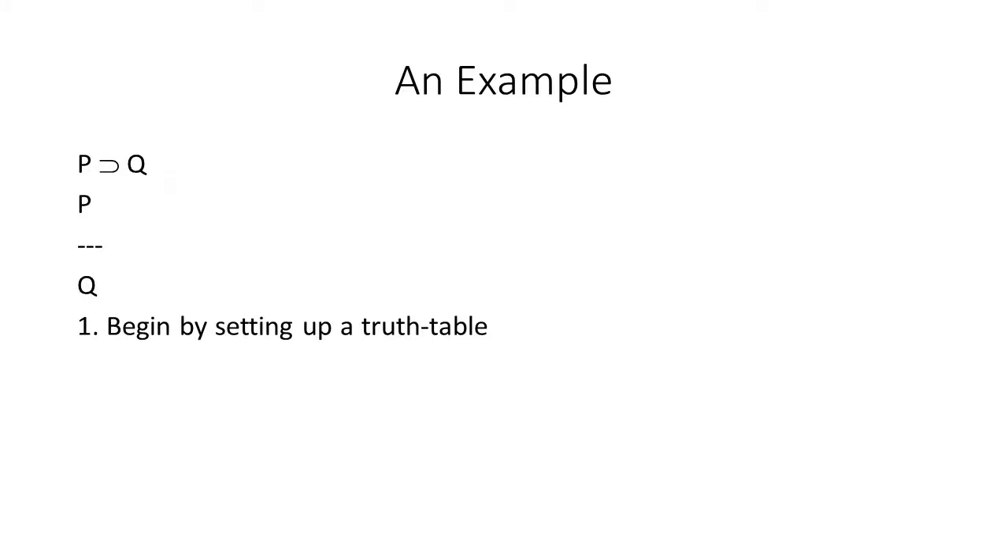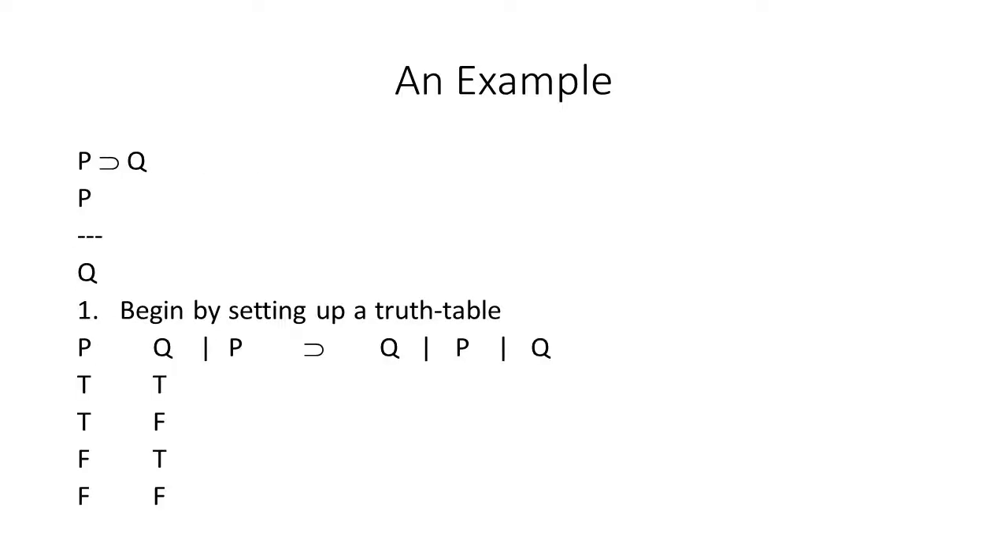So here's how we'll do it. We'll begin by setting up a truth table. This truth table has 4 rows. Why does it have 4 rows? Well, think about it. It has 2 simple statements, and the way that we figure out how many rows there are is 2 to the n, where n is the number of simple statements. So 2 to the second power is 4. So there are 4 rows.